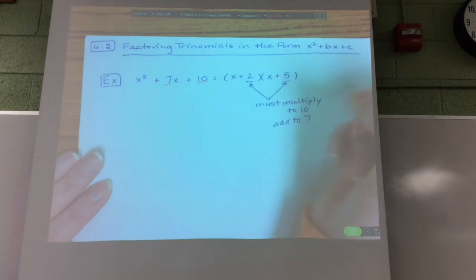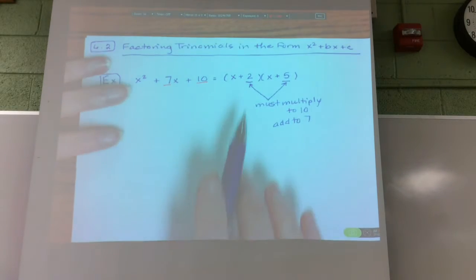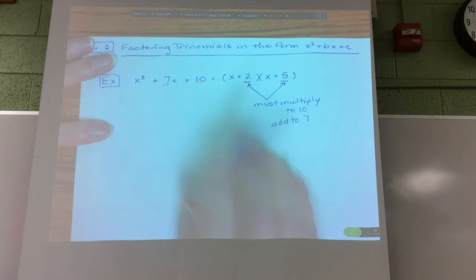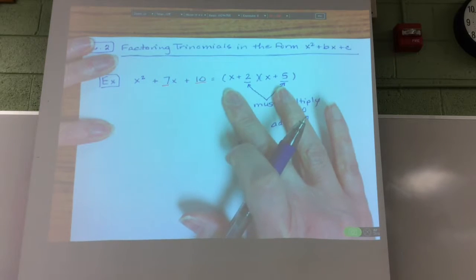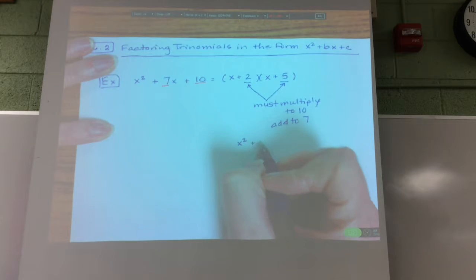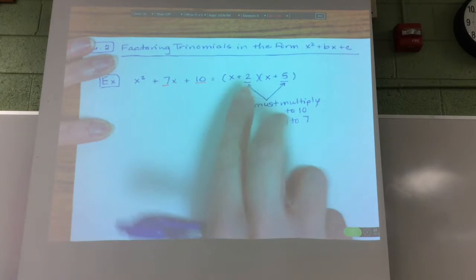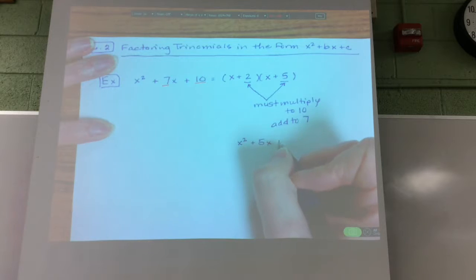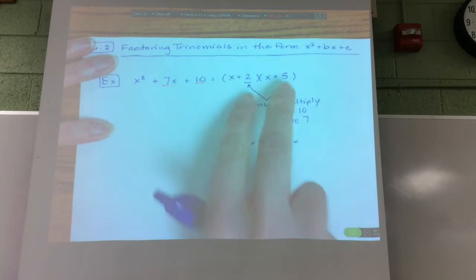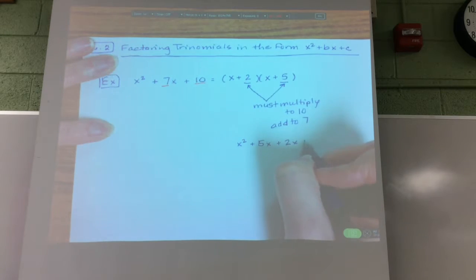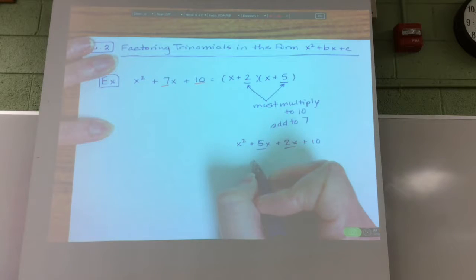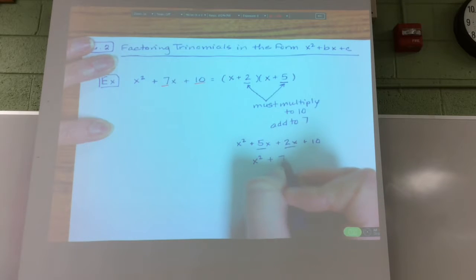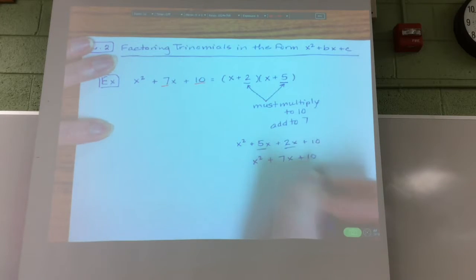And just to show you that this does work, if you use FOIL here, your first is x times x, which is x squared. Your outers is 5 times x, which is plus 5x. Your inners is 2 times x, which is plus 2x. And your last is 2 times 5, which gives you 10. Remember that you need to combine like terms, so 5x and 2x give you 7x. So x squared plus 7x plus 10.